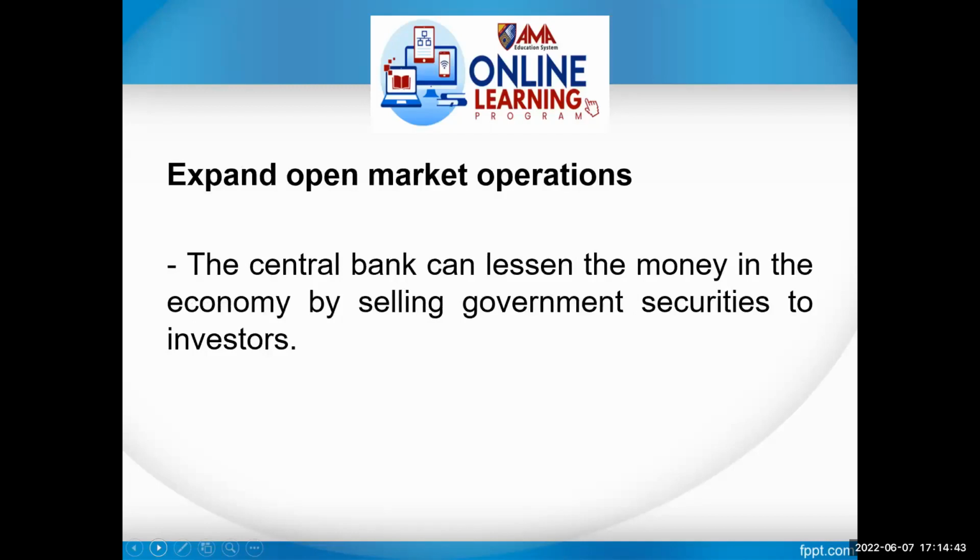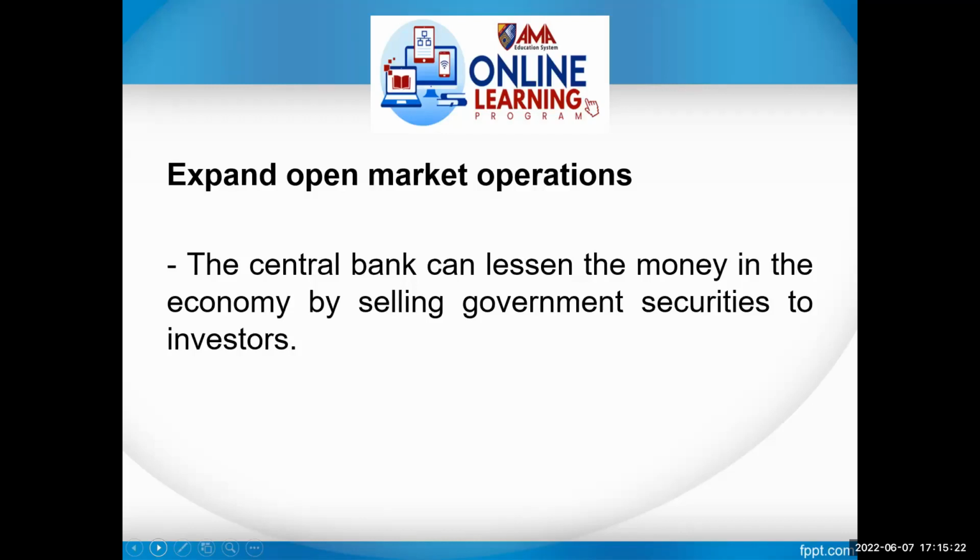Third, it expands open market operations. The central bank can lessen the money in the economy by selling government securities to investors. So instead of spending more in the general economy, what does the central bank do? It sells government securities to the investors.